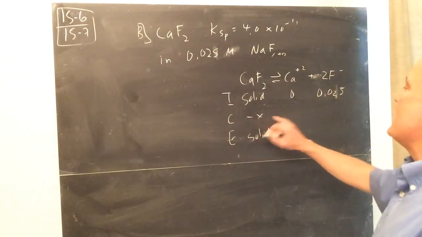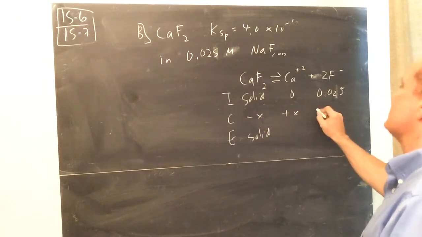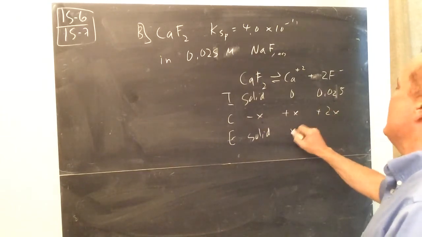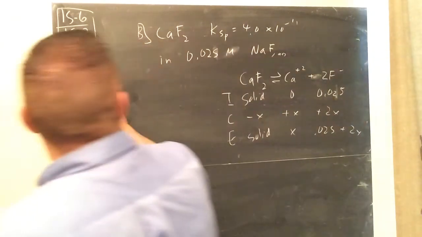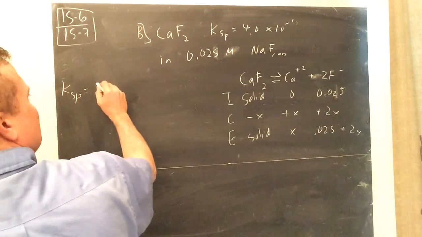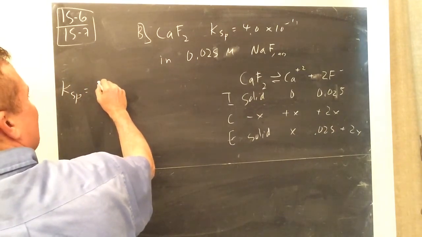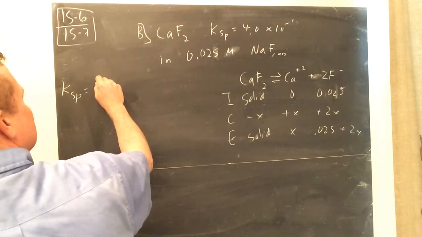So here we go. Minus X. Oh yeah, that's plus X. That's plus 2X. So X, 0.025 plus 2X. So really, it's pretty much the same thing we did a moment ago. If you want to skip past it, you can, or try it on your own and then jump past it and see if you get it right to test yourself. And I'll just do it real quick here.